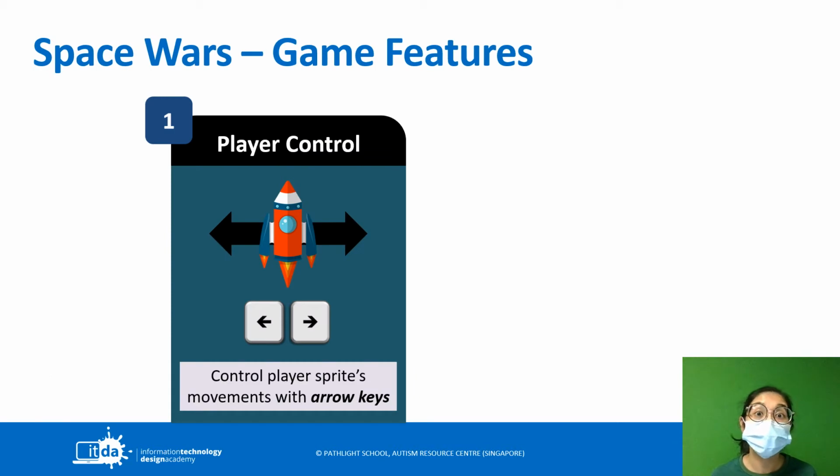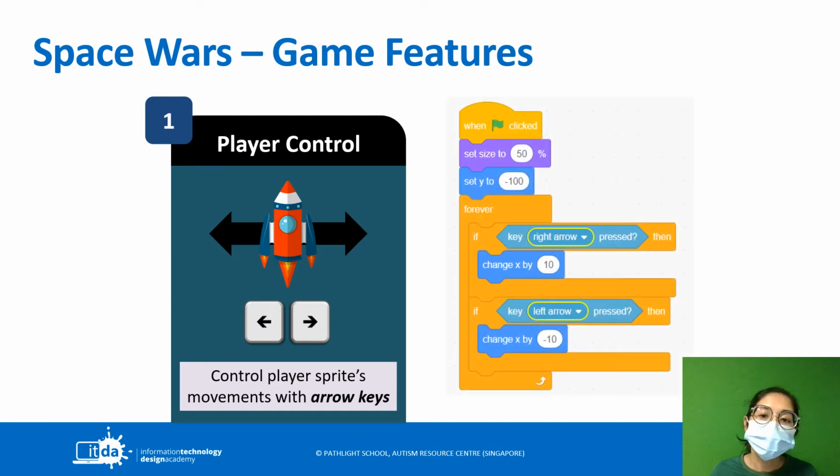First things first, we're going to have player control. So today you get to control your player sprite, which is the rocket, using the left and the right keys on your keyboard. The coding for this is actually this. When green flag clicked, set size to 50%, set Y to -100. This is just setting and getting the rocket ready. If key right arrow pressed, then change X by 10. This means going to the right. If key left arrow pressed, change X by -10. This is the code for going to the left. With this in, you will be able to control your rocket sprite.